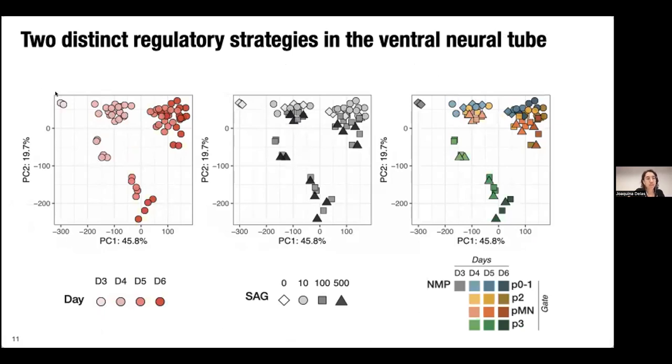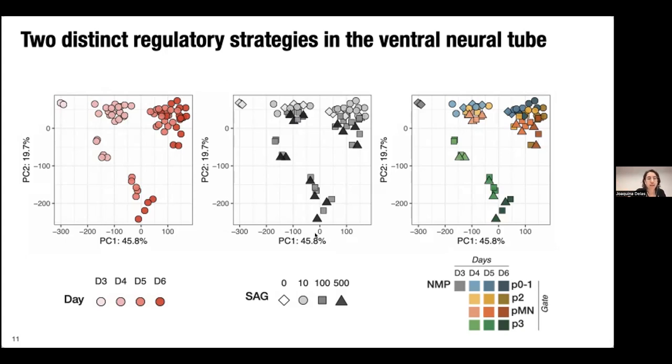So each symbol is a sample. And in the first plot, I've colored them by the day of differentiation. And you can nicely see how there's a transition from lighter colors to darker colors as they progress through the days. And this makes sense because at the beginning, they haven't seen the signals, and then they see the signals, and they become the cell types they're supposed to be. So that's all logical. But then what we saw immediately was there was a group of cells that was very different from the rest of them.